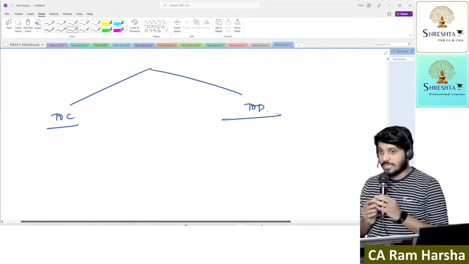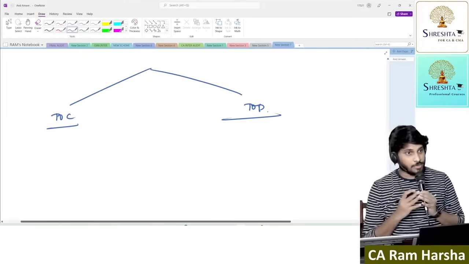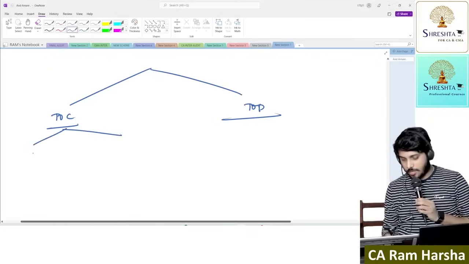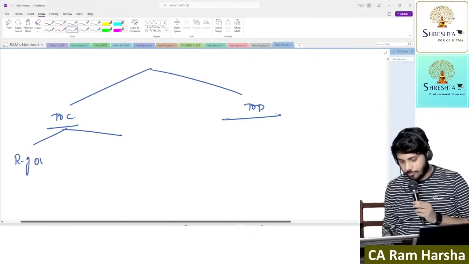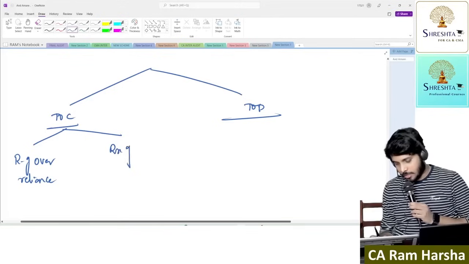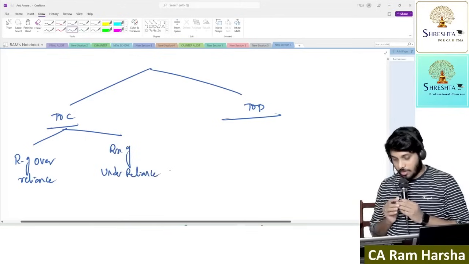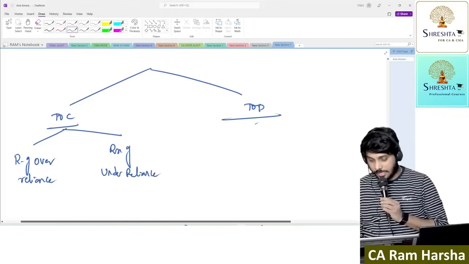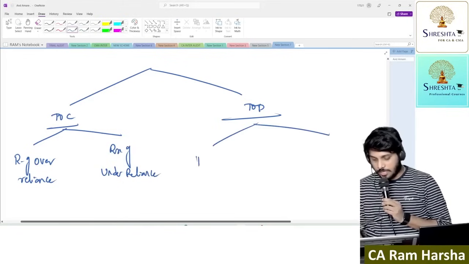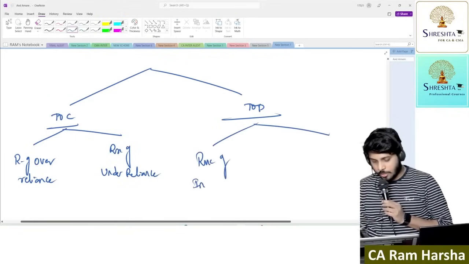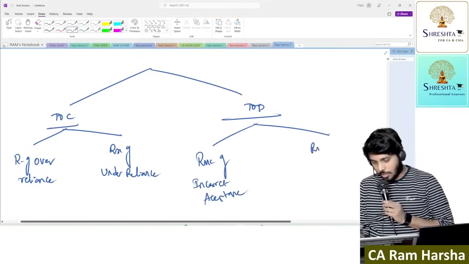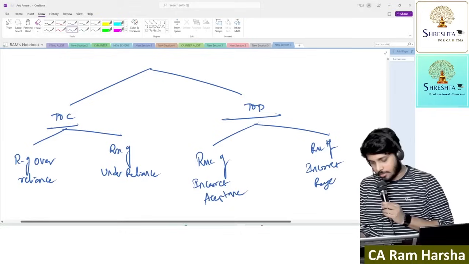In case of test of details, what kind of wrong conclusions will you get? In case of test of controls, there is risk of over reliance. Another one is risk of under reliance. In case of test of details, risk of incorrect acceptance and risk of incorrect rejection.